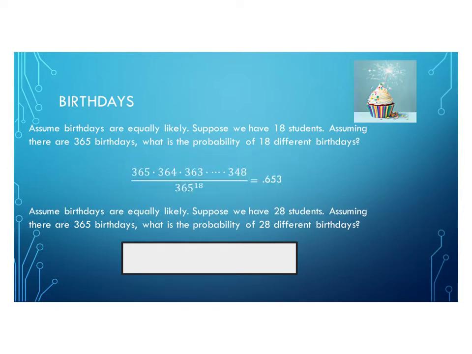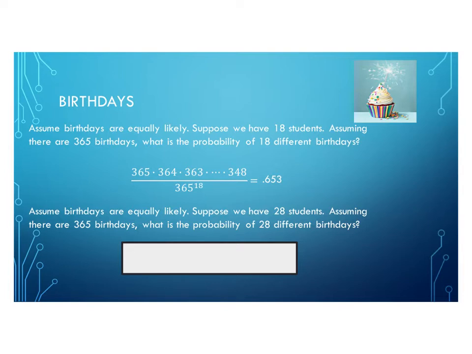Well, the first person obviously has 365 days out of the year to have their birthday. The next person, if we're assuming everyone has a different birthday, there's only 364 days left in the calendar. And then the third person would only have 363 days left. And we would continue to count backwards until we get to 348, which is the 18th day into the year. And we would divide that by 365 to the 18th power, which are total possibilities. And we do get a probability of about 65%.